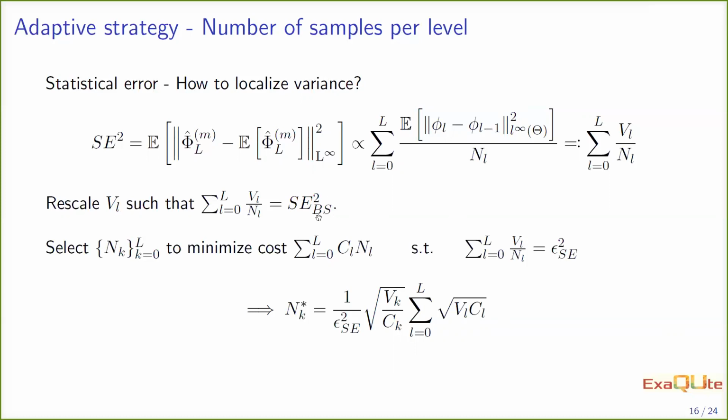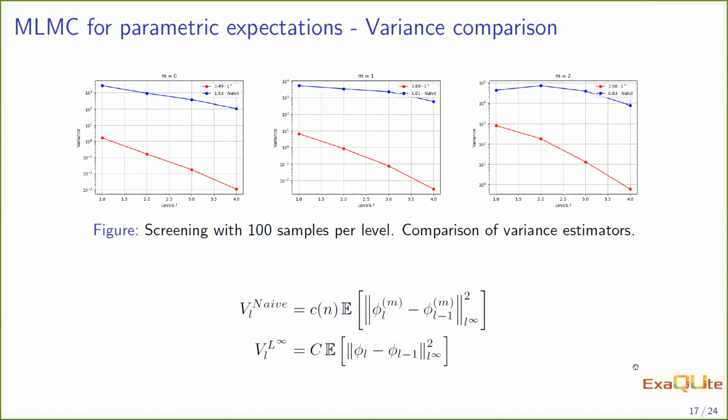Once we have that, it's quite straightforward. You basically select the number of samples to minimize this multi-level Monte Carlo cost, where CL is the cost of solving the quantity of interest on level L, such that this quantity satisfies a tolerance. And so this gives you a straightforward expression for the optimal number of samples.